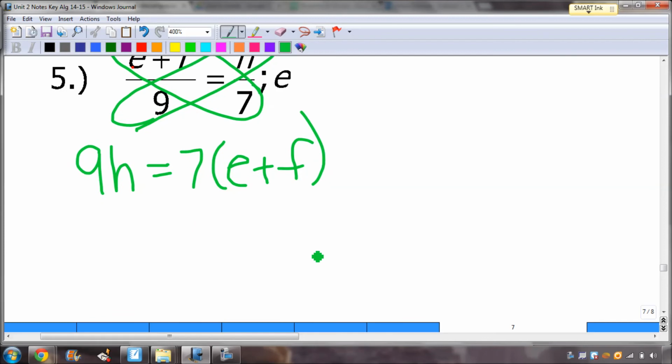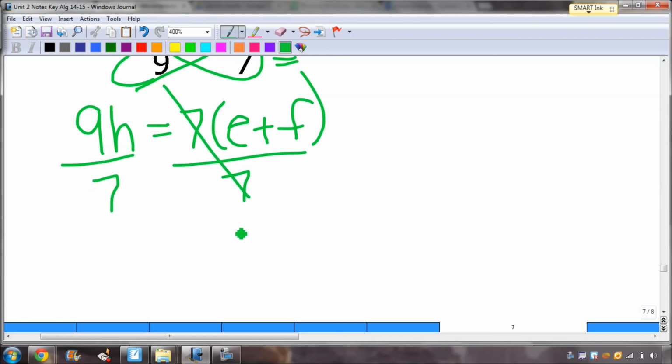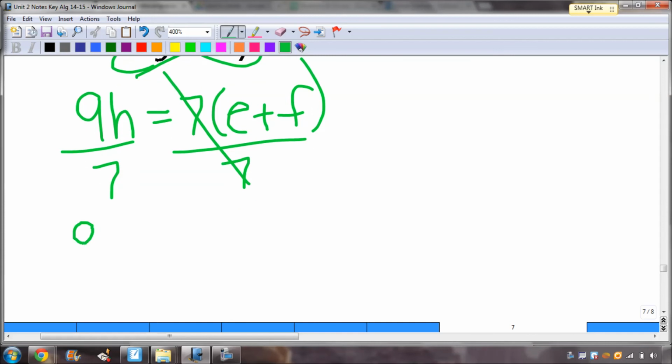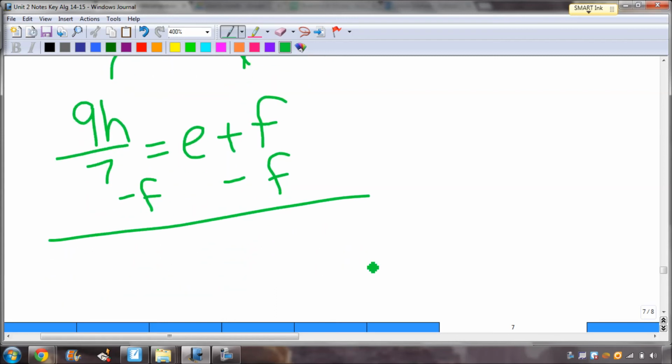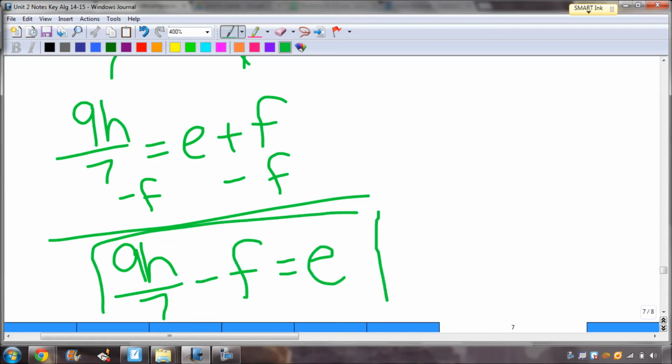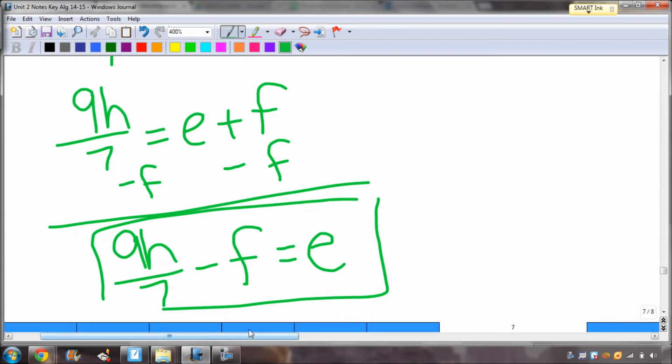So then I have two choices. I could distribute, right, to get the parentheses out of there to help me get the e by itself. But really, if I want to get the e by itself, I could just divide both sides by 7, and then my e plus f is isolated, which helps me get the e by itself. So I get 9h over 7 equals e plus f. Now, last thing I need to do is get rid of the f by subtracting f from both sides, okay? But this is a fraction right here, so I get 9h over 7 minus all of f is equal to e, and then I'm good to go. Okay? All right, last one.